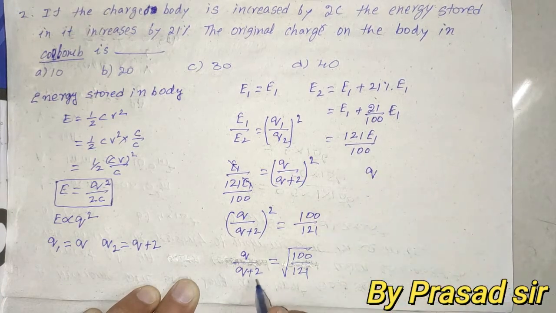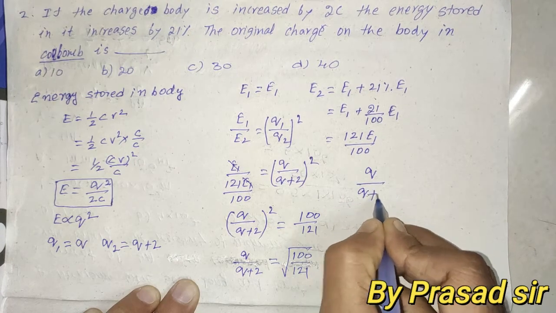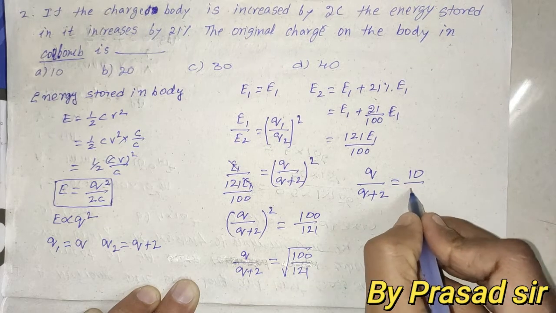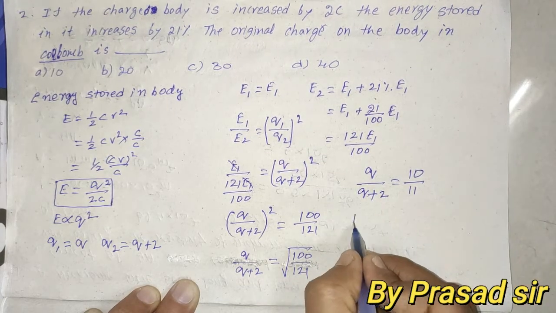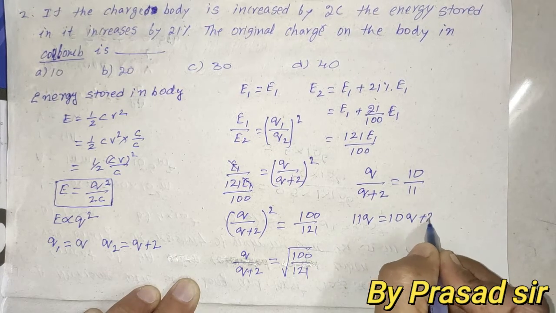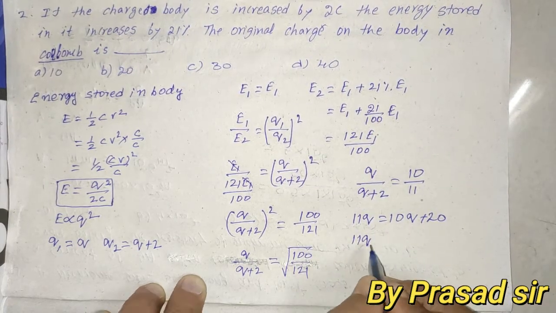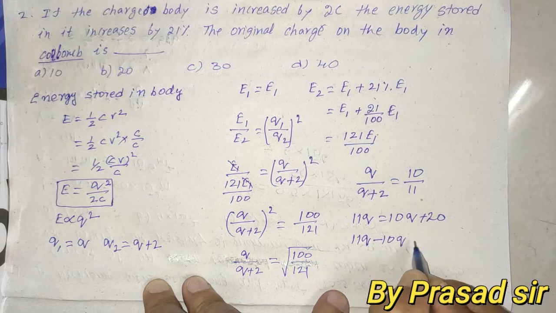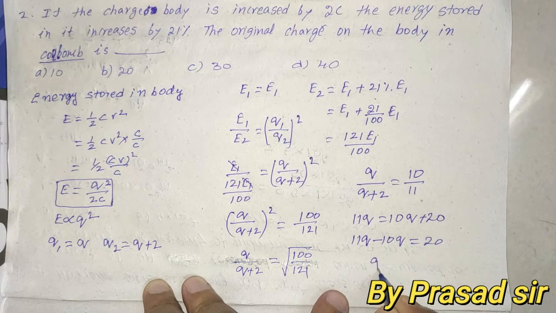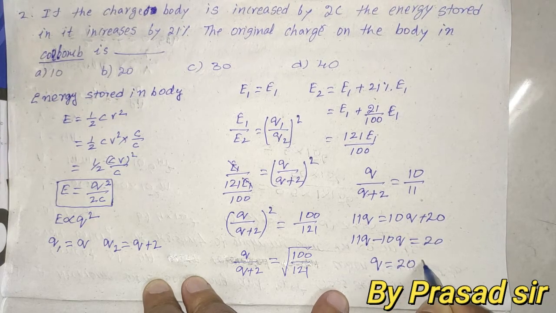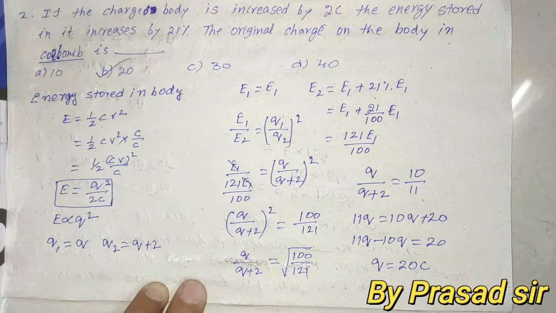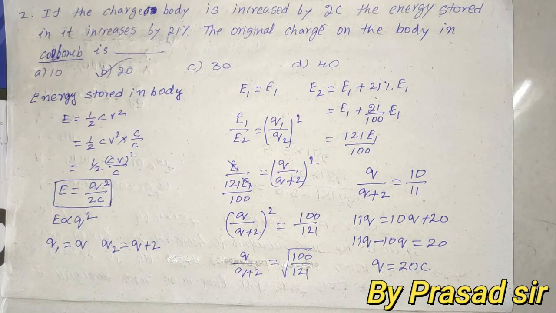Here what are we getting? Q divided by Q plus 2 is equal to 10 by 11, since the root of 100 is 10 and the root of 121 is 11. So cross multiplication, 11Q is equal to 10Q plus 20. So here 11Q minus 10Q is equal to 20. Q is equal to 20 coulombs. So this is the solution. And where is the answer? B is the option for question number 2.